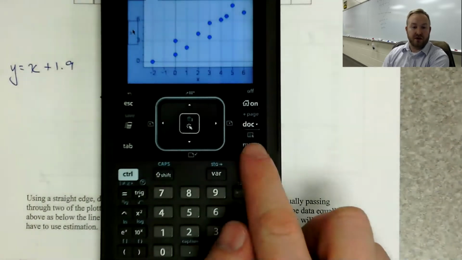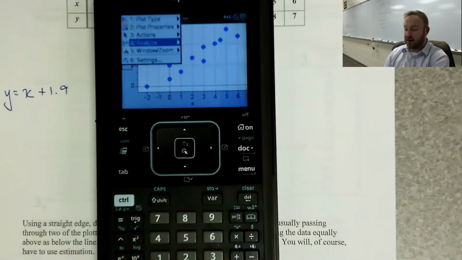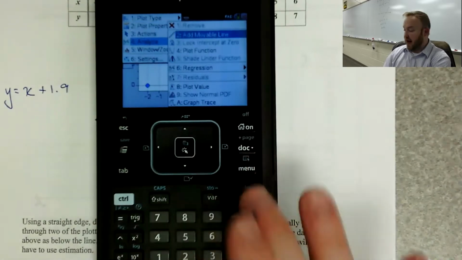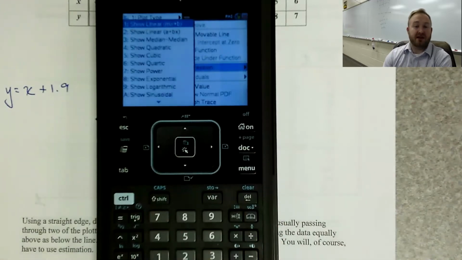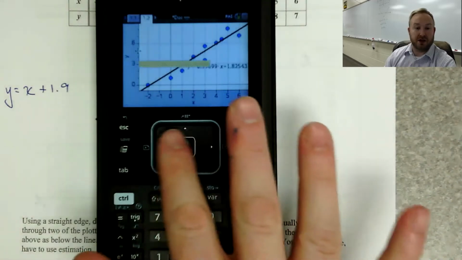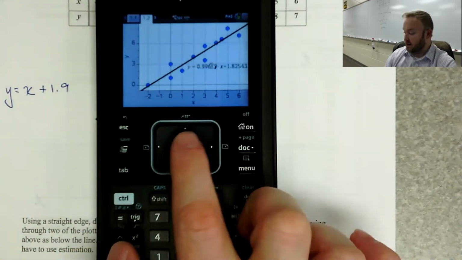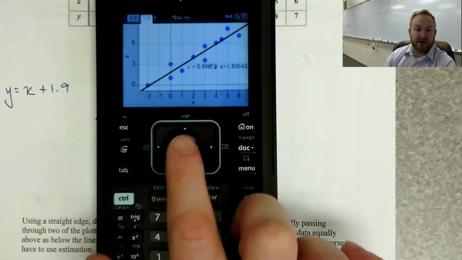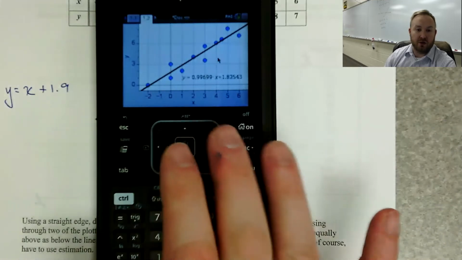We're going to go into the menu. We're going to choose option 4, which is Analyze, and then option 6, which says regression. And we're going to make the very first choice there, which says show linear. Hit enter, and it's going to come up with your linear regression equation. If you want to, you can hover over it until you get that hand, and then hold down your button until the hand closes, and then you can drag that equation around if you want to.